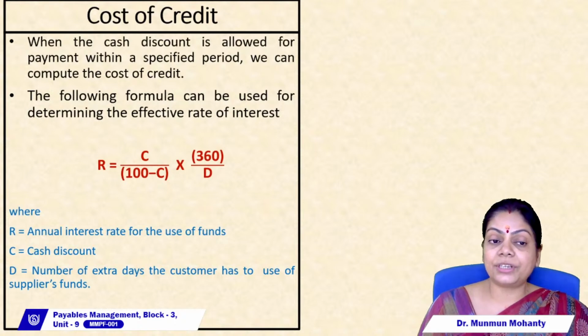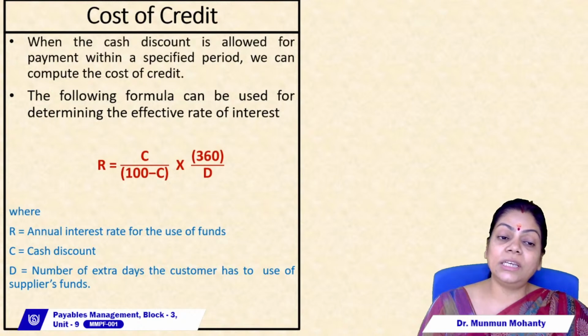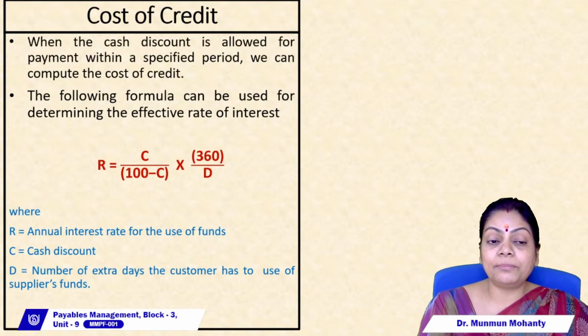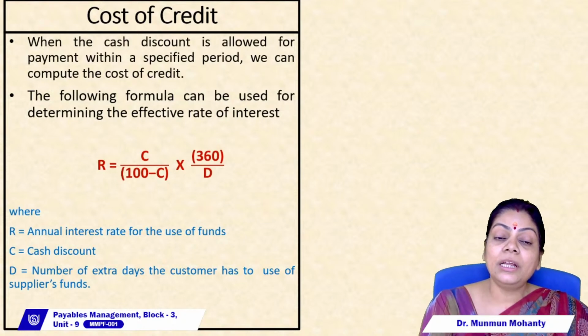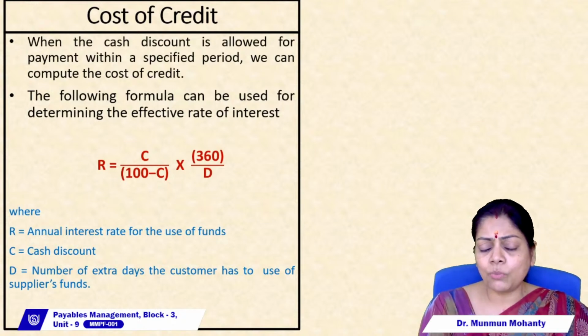R, which is the effective interest rate, can be computed with this formula: C divided by 100 minus C, into 360 divided by D. What is C? C is the cash discount. For our example, C is 2, so 100 minus C will be 98. So 2 divided by 98 into 360 days. We assume that 5 days the business doesn't function. So 360 days divided by D, that is the number of extra days the customer is stretching or is using the supplier's funds. Now, what is that?